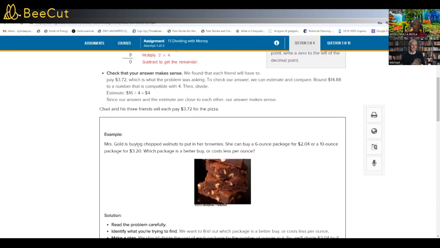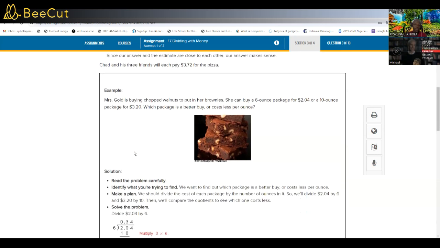Now, Mrs. Gold is buying chopped walnuts to put in her brownies. She can buy a 6-ounce package for $2.04, or a 10-ounce package for $3. So which package is a better buy, or costs less per ounce? You're going to divide 2.04 by 6 and 3.20 by 10, so you'll know which one is cheaper.